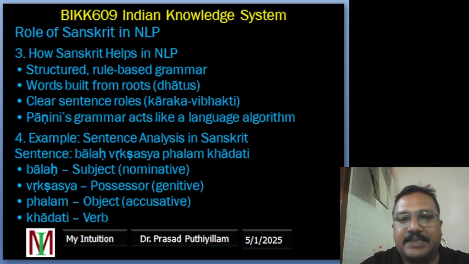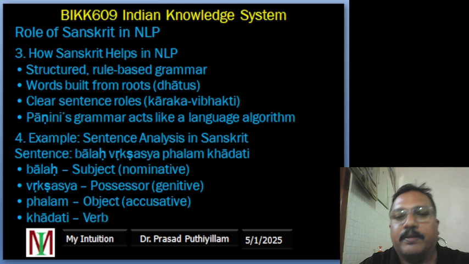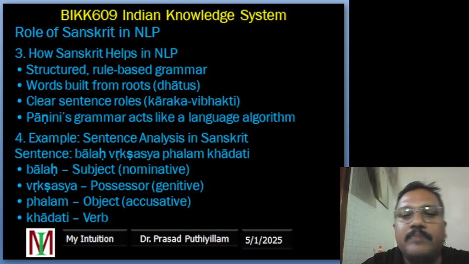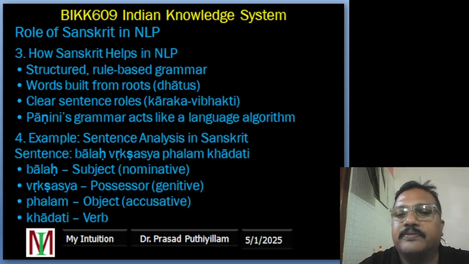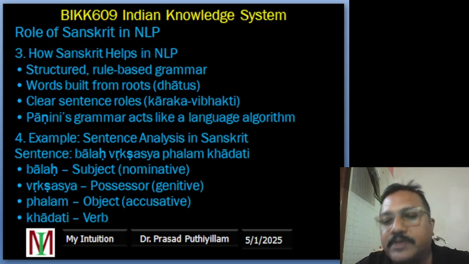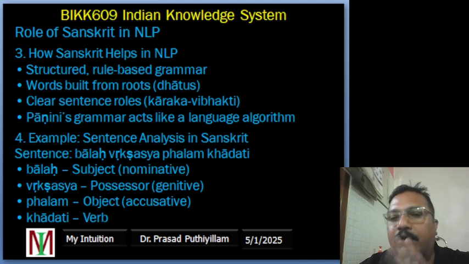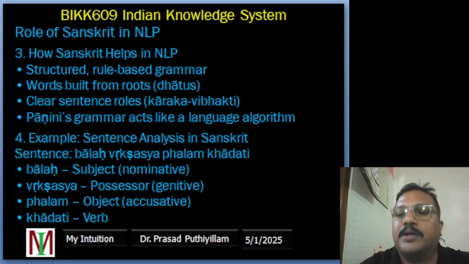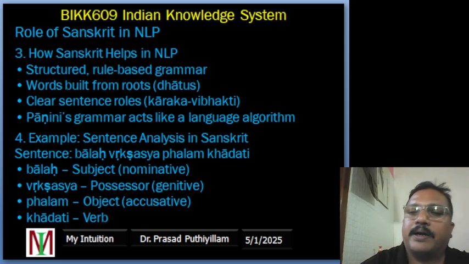called the Ashtadhyayi, which was written by Panini, and which works like computer code. Because of all this, Sanskrit is very good for a machine to understand. It's like a language made for computers, or who knows, the computers existed long back.